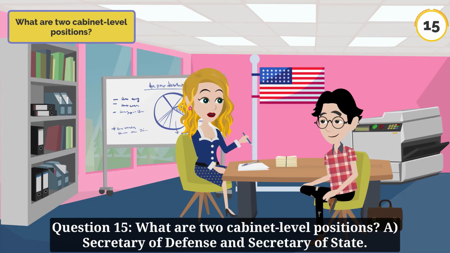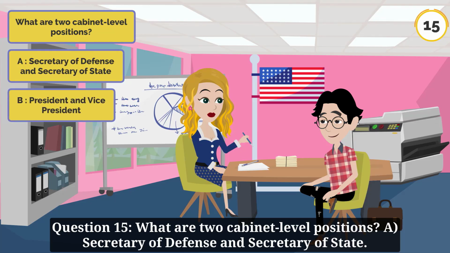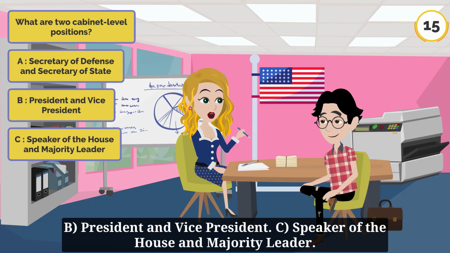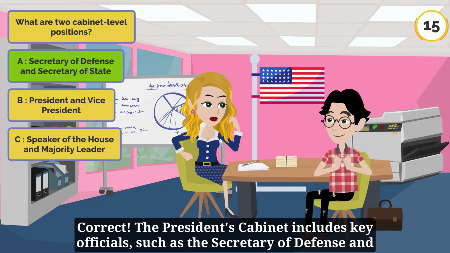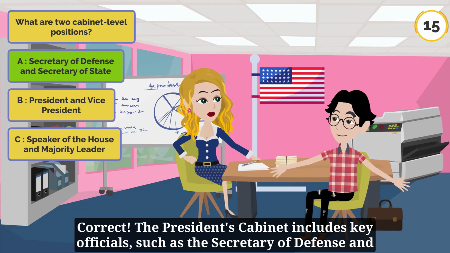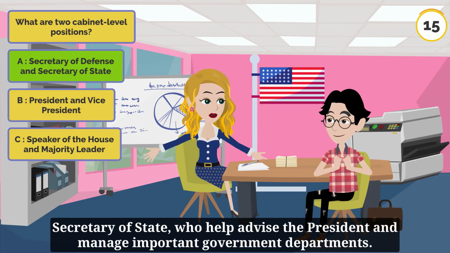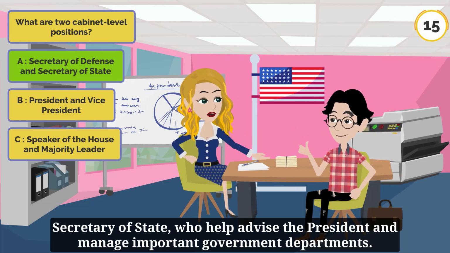Question 15. What are two cabinet-level positions? A. Secretary of Defense and Secretary of State. B. President and Vice President. C. Speaker of the House and Majority Leader. I'll go with A. Secretary of Defense and Secretary of State. Correct. The President's cabinet includes key officials such as the Secretary of Defense and Secretary of State, who help advise the President and manage important government departments.